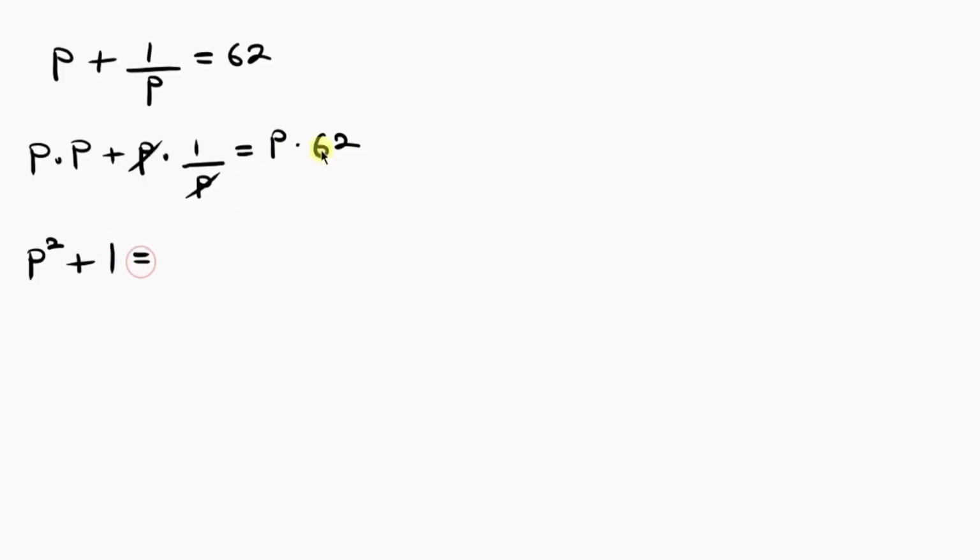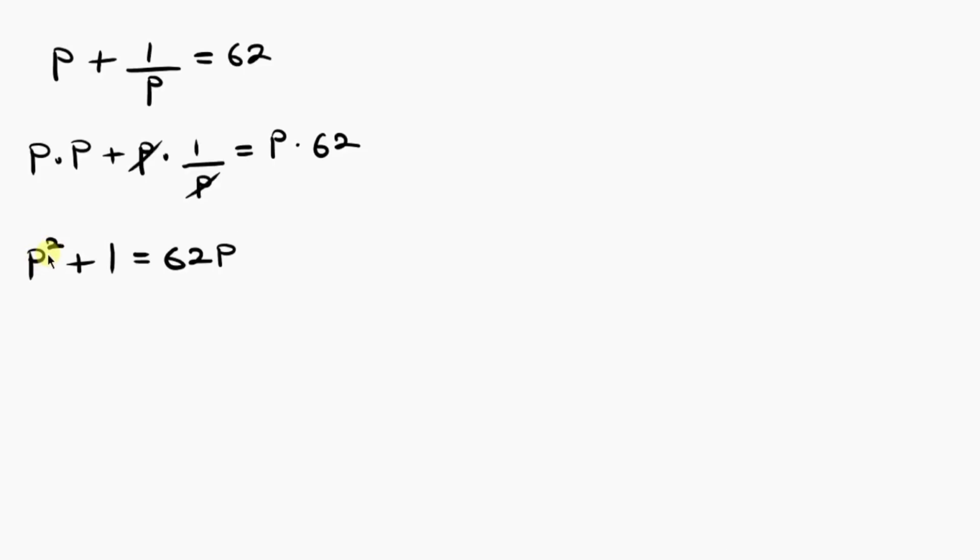Equal to p times 62 gives you 62p. Now we need to arrange this, because since the highest power is 2, it means this is a quadratic equation. So let's arrange it in a better setting. This is p squared. And when 62p crosses to the left, it becomes minus 62p. Now I already have plus 1 here. So let's write it down. Equal to, now nothing will be remaining on the right, so I'll be writing 0.